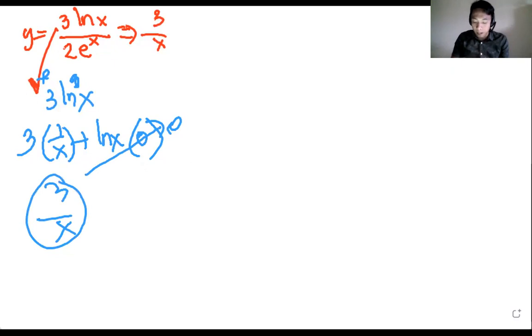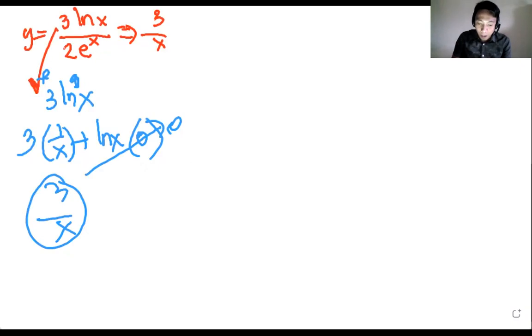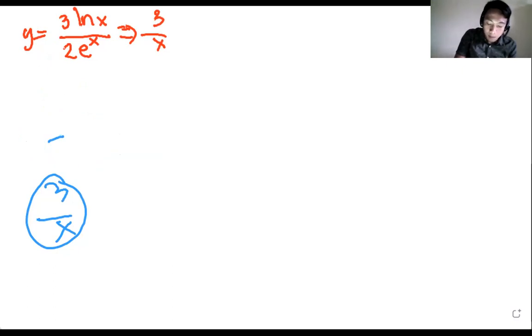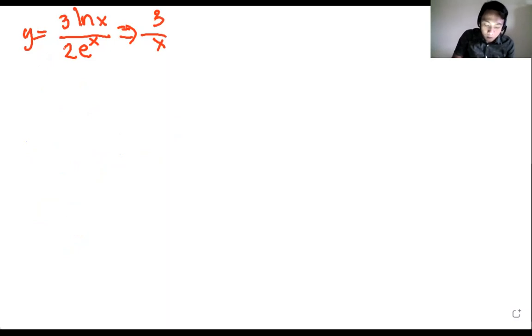Okay. Ayan. Okay. So let's use this one para may space pa tayo. Pinakita ko lang kung paano 3 over x. That is the derivative of f, or the upper part. And then I will just copy the lower part.